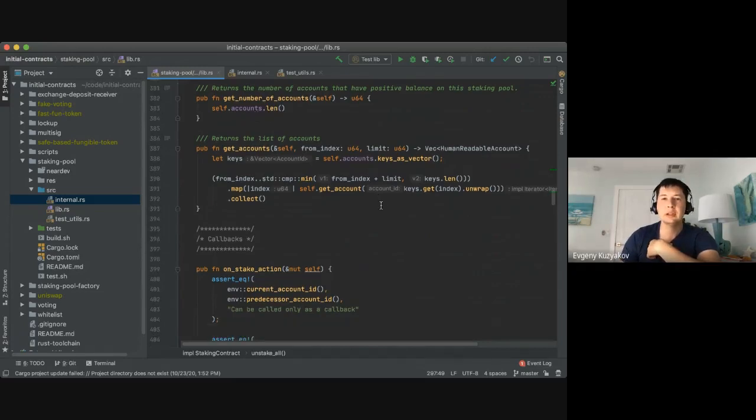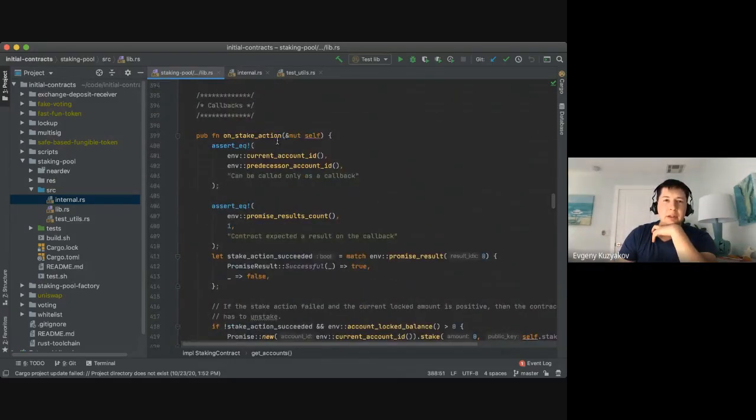And the way you do this, one way of doing this, is you use the helper that we call keys as a vector from the unordered map. It gives you a persistent collection of keys from the map. And then you can use an iterator to request accounts from these keys. So that's not the most efficient way, but it allows you to implement pagination on unordered maps.